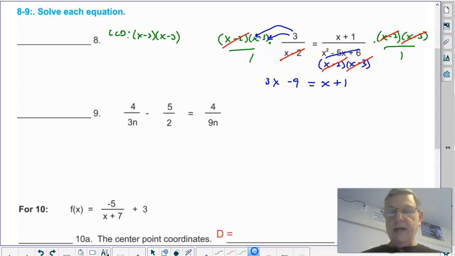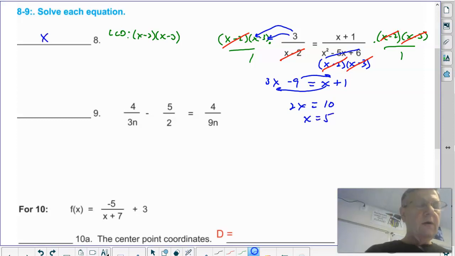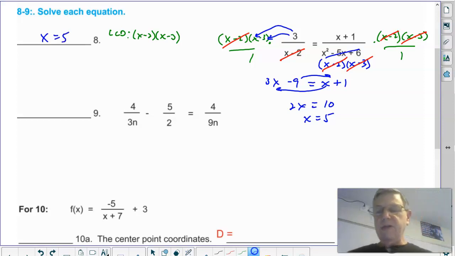Okay, let's add a negative x to both sides. Let's add a positive 9 to both sides, and looks like x equals 5. And there is your solution. Now, you have to be careful and check, can the denominator be a 5? Because we have an equation now. This is why we learned excluded values. Well, x can't be 2, x can't be 3, so it can be a 5, so we're good. But you know what? You have to check. Okay, next one.